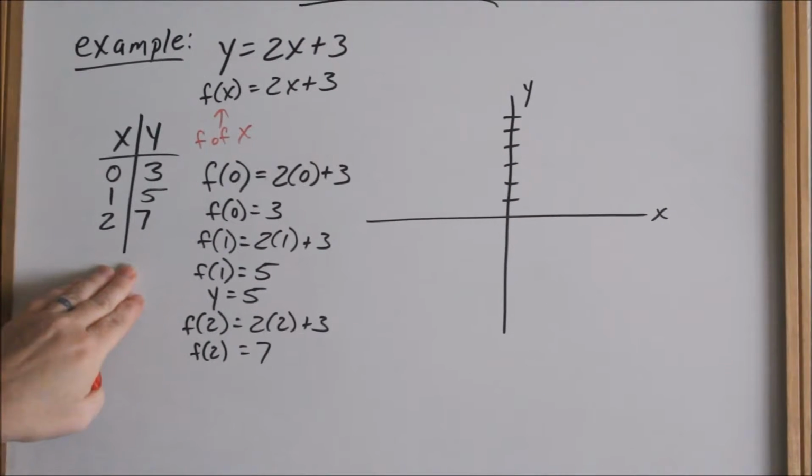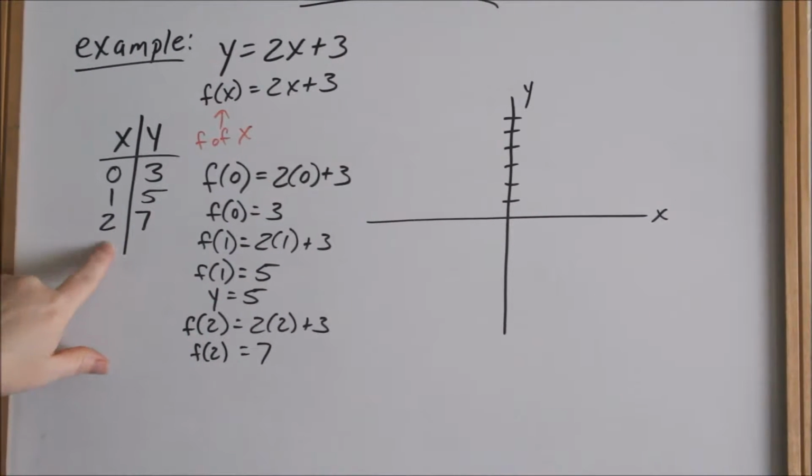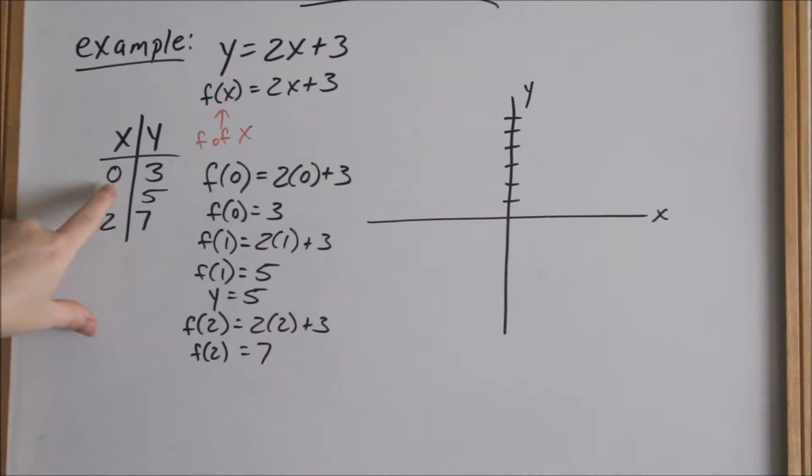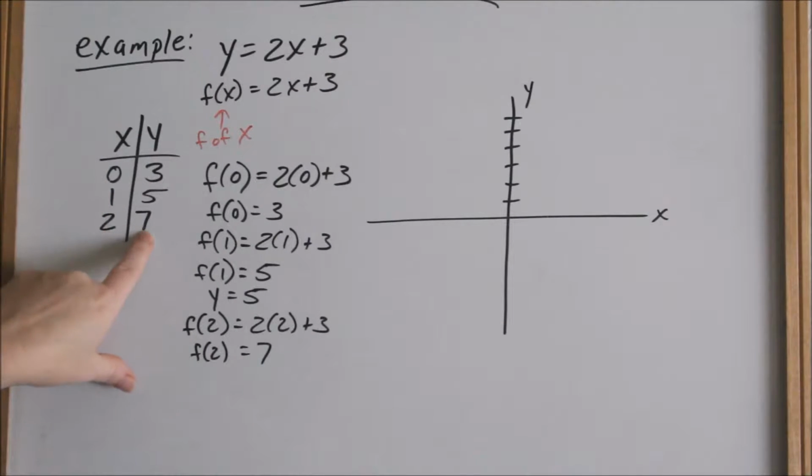The one thing I want to say about a function: you can have equations that are not functions. When you have an equation that's a function, each value of x has one and only one value for y. In other words, I can't put in 0 and get some other value for y. When I put in 0, I will only get one value for y. So each value of x has one and only one corresponding y.